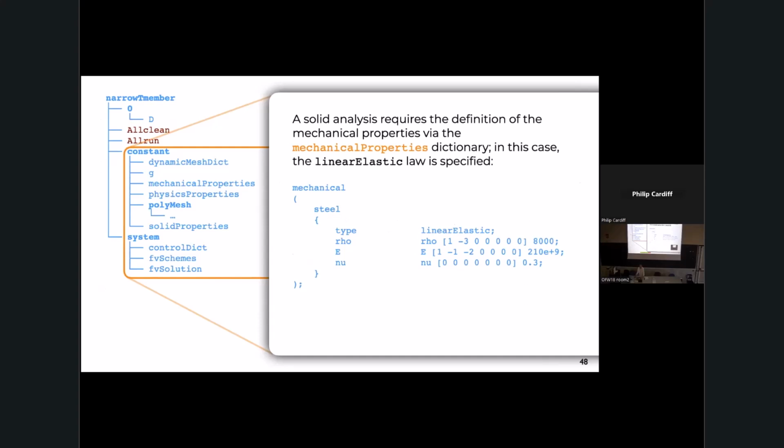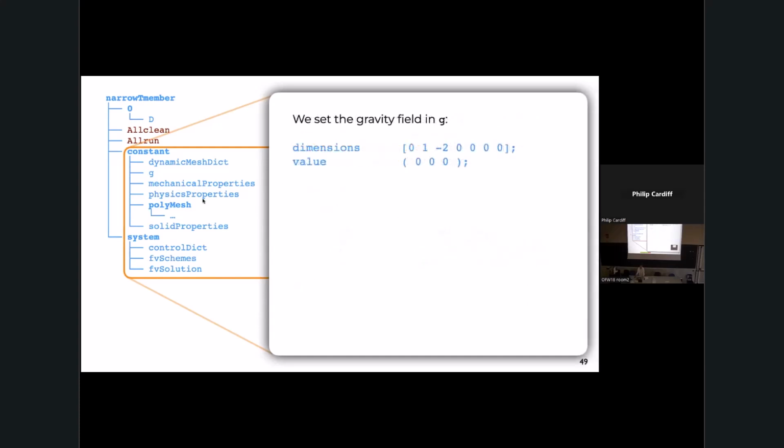In this case, linear elastic, you give density, Young's modulus, Poisson's ratio, but there's a bunch of other material laws you can use as well, like elasticity, viscoelasticity, thermoelasticity, poroelasticity, lots of ticities. And also there's gravity. You can turn on gravity if you wanted to.